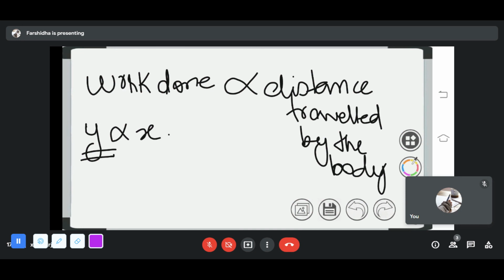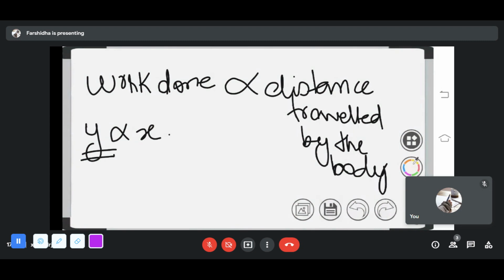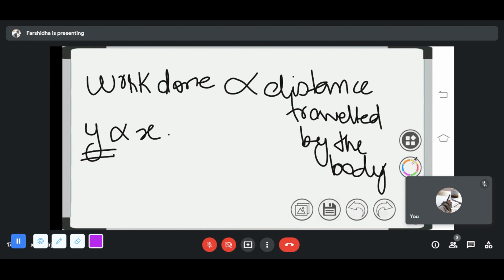Because it is given in the question, you can read the first sentence. If the work done by a body on application of a constant force is directly proportional to the distance traveled by the body. It is given in the question. So you need to express this in the form of an equation in two variables.